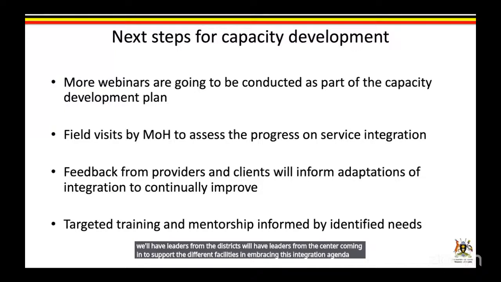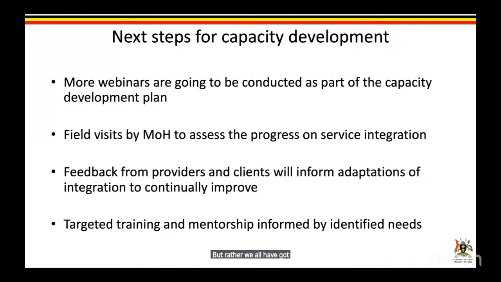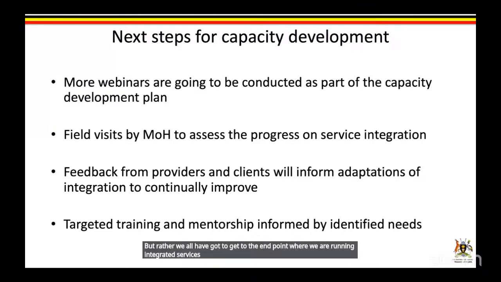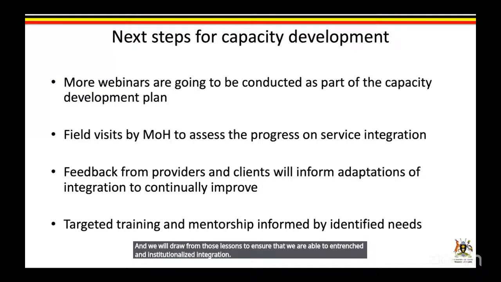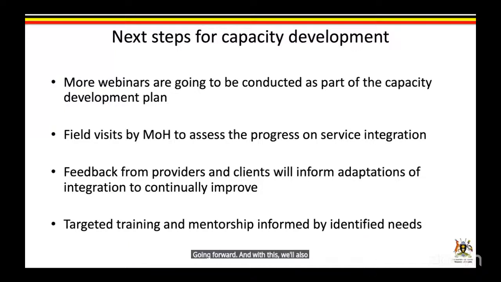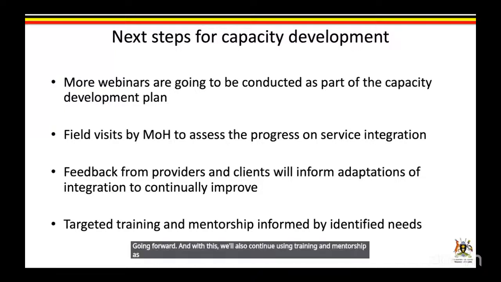As we already indicated, it may not be that all of us are going to run at the same speed, but we all have to get to the end point where we are running integrated services. So whoever runs faster than the other, we will benchmark from that one, understand in what context and how they were able to manage their context to establish their systems, and we will draw from those lessons to ensure that we entrench and institutionalize integration going forward. With this, we'll also continue using training and mentorship as modalities of enhancing the capacities of our health workers as we seek to deliver on this integrated care model. Thank you so very much, Chair, and back to you.